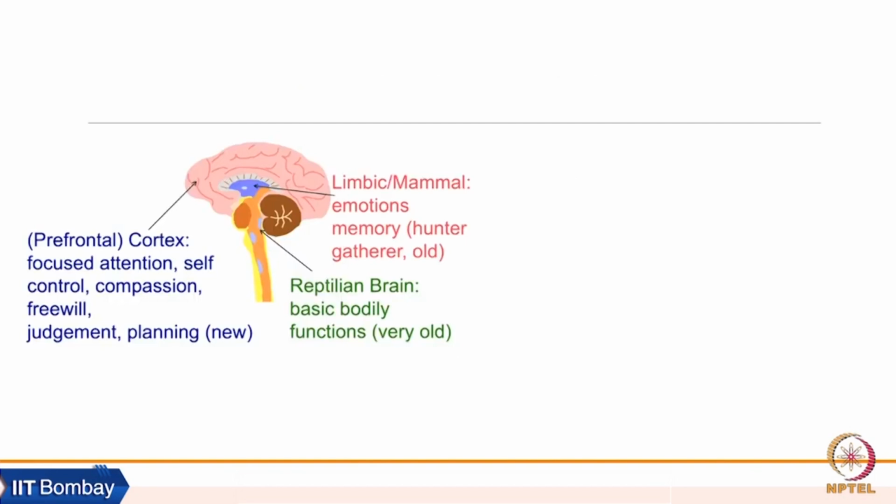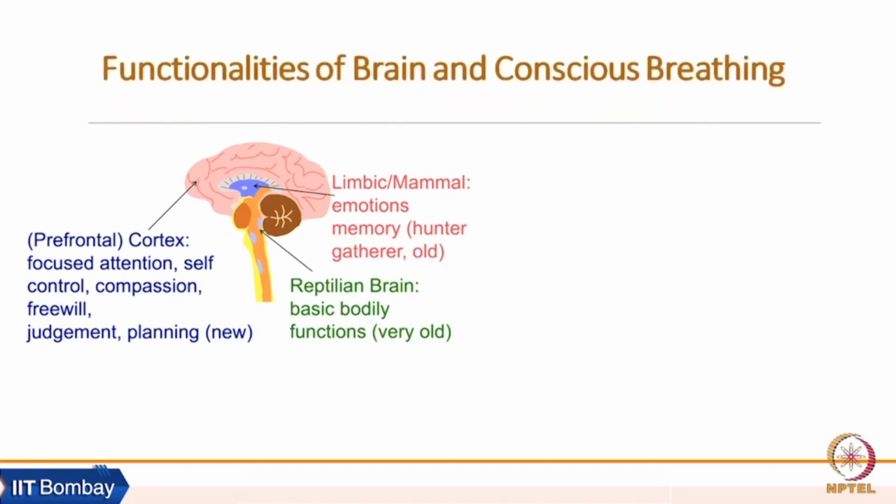To understand conscious breathing, we must take note of the functionality of the brain. We have predominantly 3 components of the brain which are related to different activities: limbic brain, reptilian brain, and prefrontal cortex. The reptilian brain primarily regulates the basic bodily functions: coldness, dryness, managing territory, controlling our life situations. That is related to survival related things.